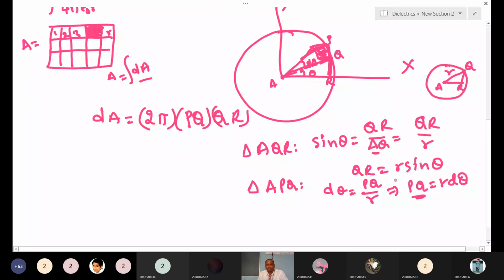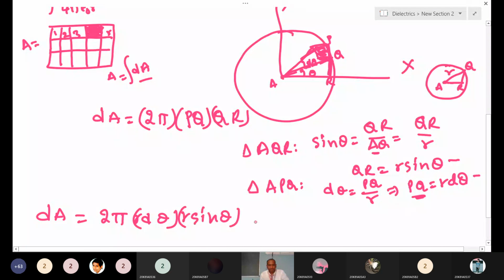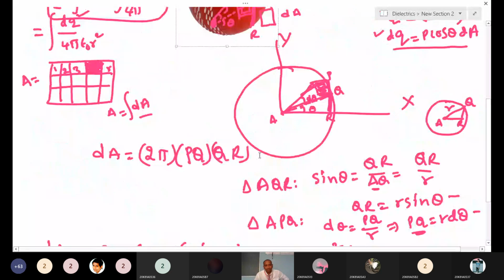Then you substitute these two in dA. Now dA is equal to 2 pi. Here what is PQ? R d theta, and QR is equal to R sine theta. From there you can write dA is 2 pi R square sine theta d theta, right? Is it okay? Area element. Any doubt? Is it clear to you, area element?